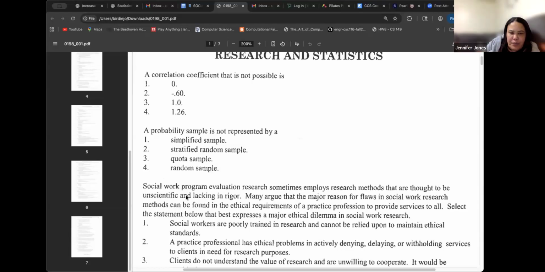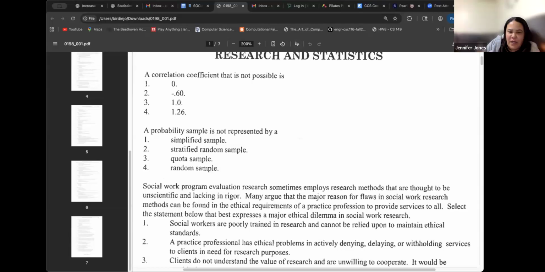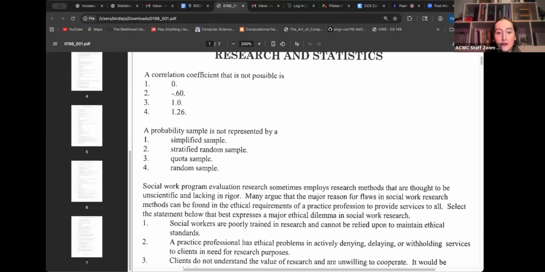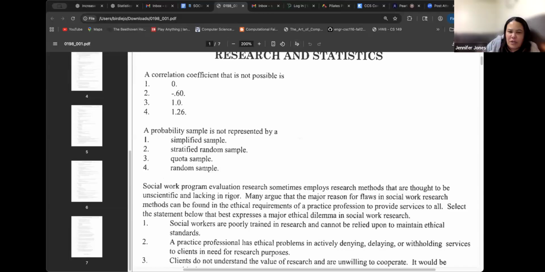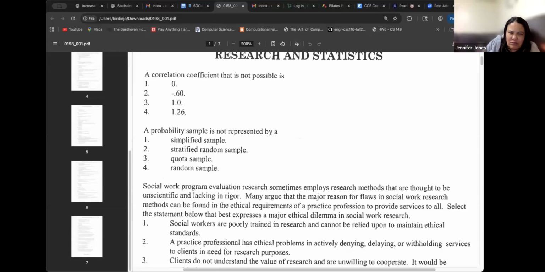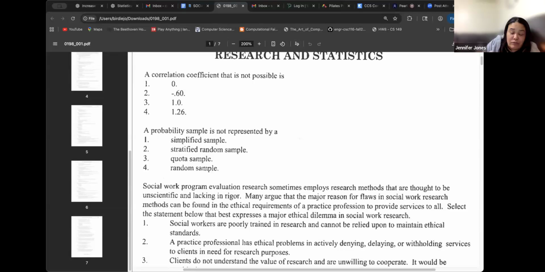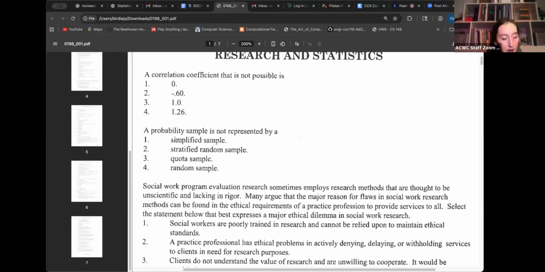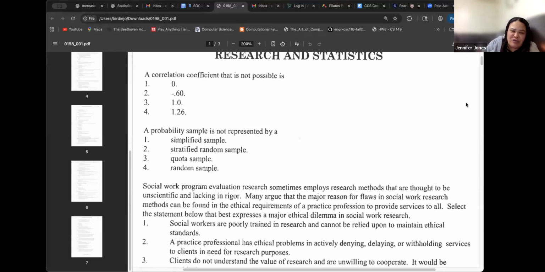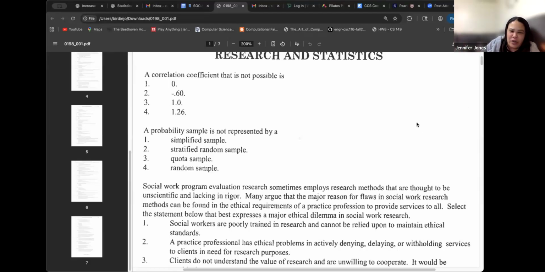The probability factor is not represented by a simplified sample, stratified sample, quota sample, and the probability possibility. I'm going to say answer system. But because it's a quota, to me, quota means ability to.